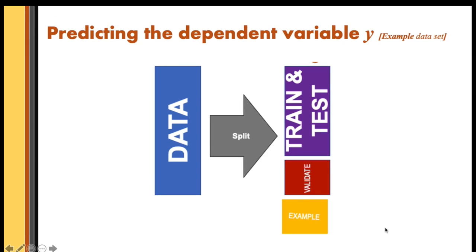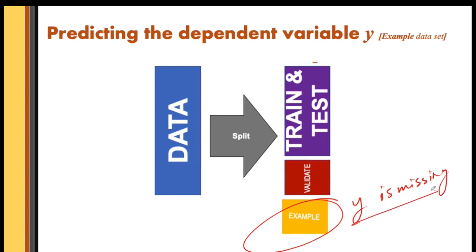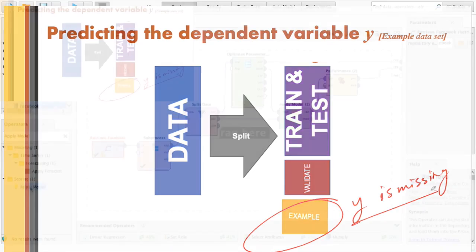We're on the last part. We're going to predict the dependent variable y of the example dataset. So we're on this last part here wherein if y is missing, still we're going to have a predicted value.